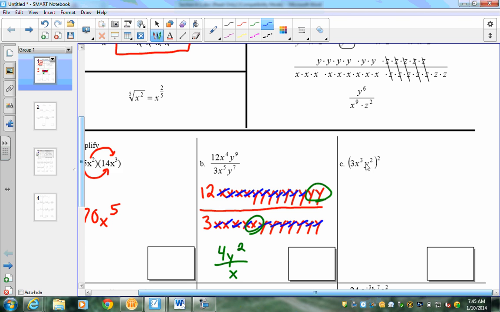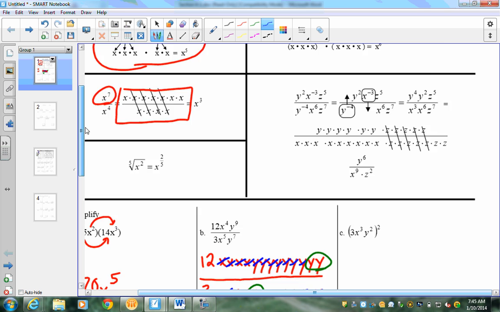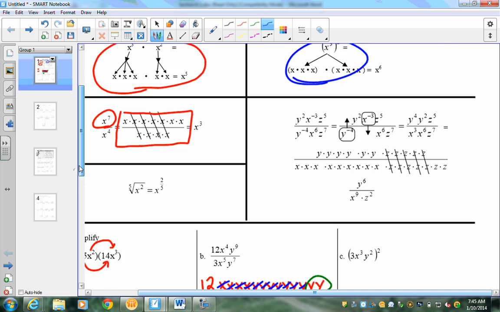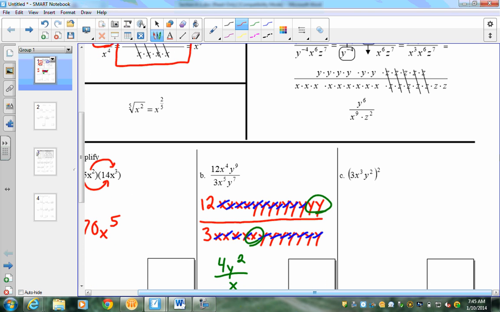All right, let's try this last one before we move into something a little more challenging. In this problem, we are raising everything in this parenthesis to the power of 2, or we're squaring everything. If you look up to our rules here, this is what we're doing, raising everything to another power. So I'm going to distribute this 2 and multiply it to the y squared and to the x to the third power.